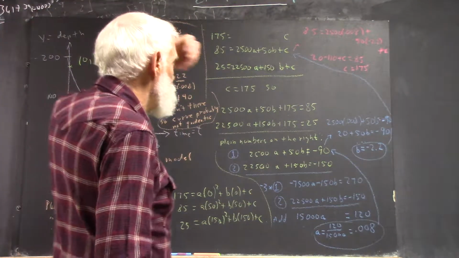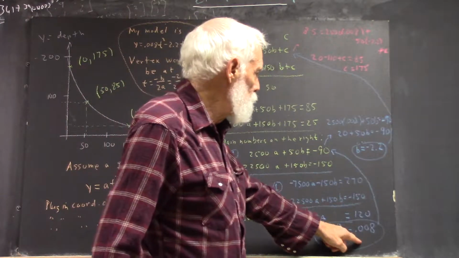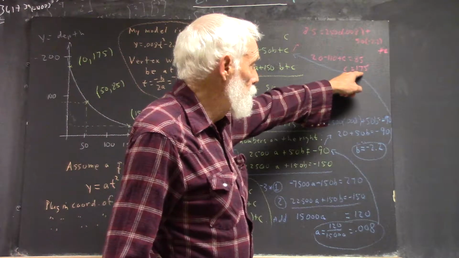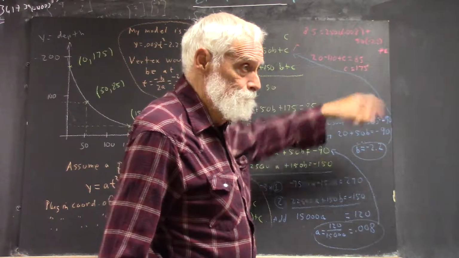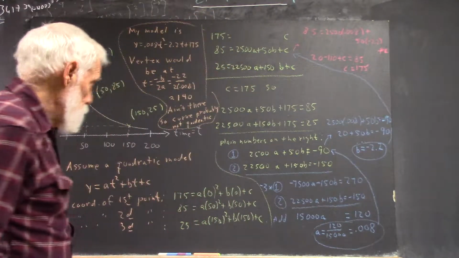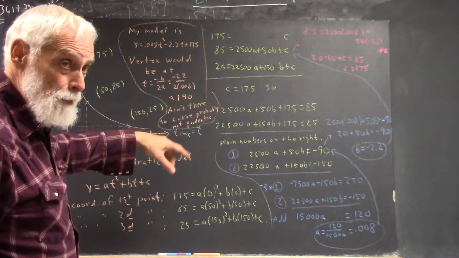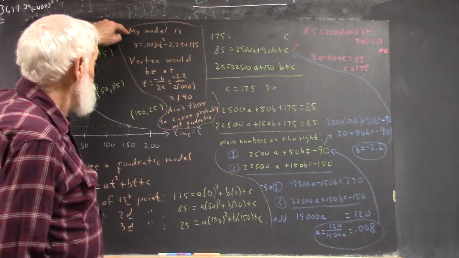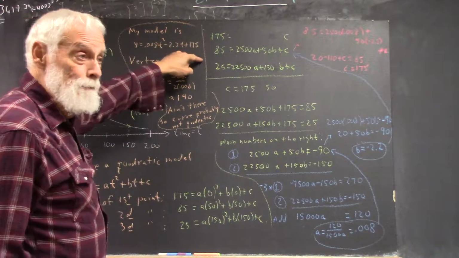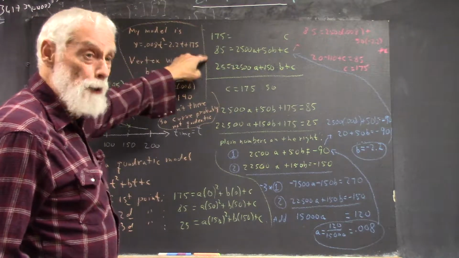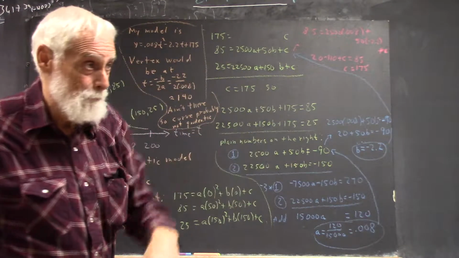Okay, so my model has A equals 0.008, B equals negative 2.2, C equals 175. Okay? So my model is y equals AT squared plus BT plus C. Plugging those numbers in, here's my model. Right, there's my A, there's my B, there's my C. You could write your model.